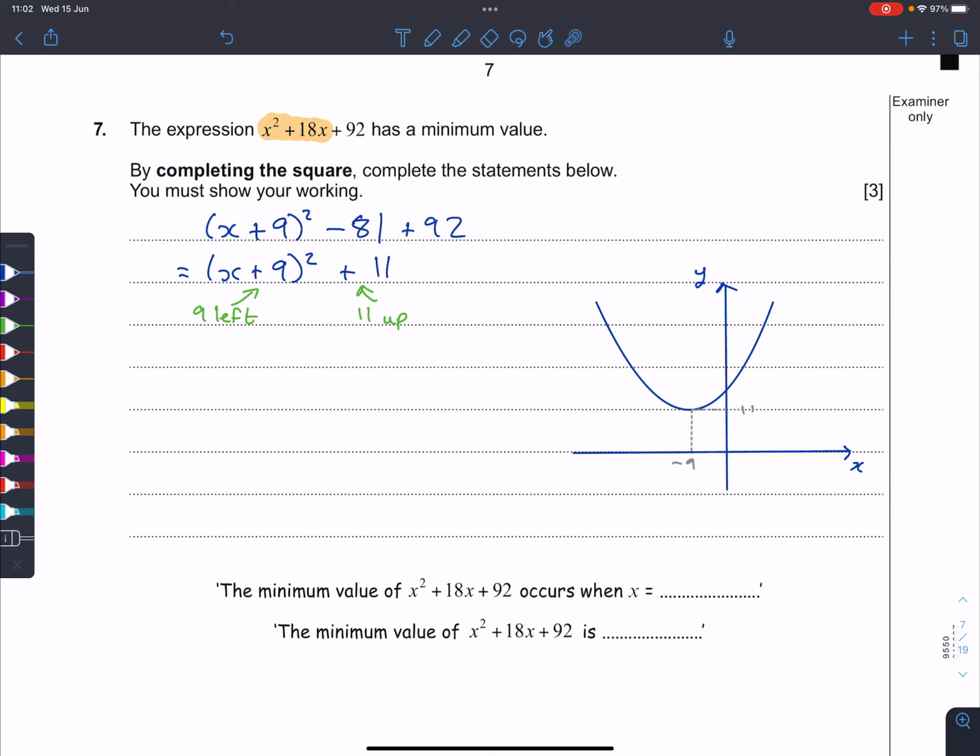Okay, so now I've completed the square, and I've got the sketch to help me. I can find the minimum value and where it occurs. The minimum value is the lowest point on this curve. So it happens there. The minimum value can't get any lower than 11. So the minimum value is 11, and it happens when x is negative 9. And that's our solution.